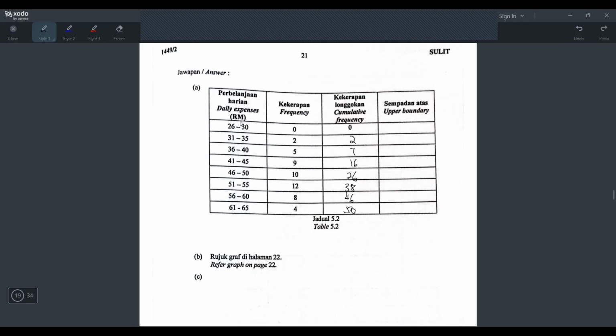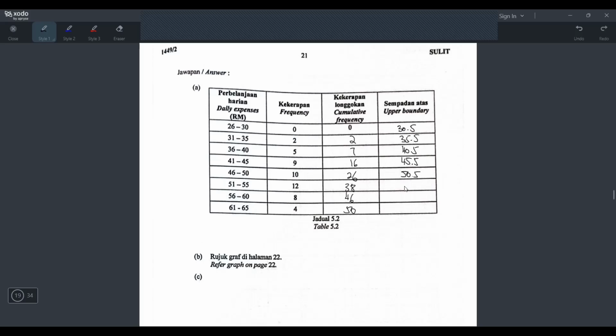Upper boundary is you will take the upper limit of the class, tambah the next number, divide 2. So what is the upper limit? 30 plus the next number 31 divide 2, 30.5. Next one, the upper limit of this class is 35 plus the next number 36 divide 2, 35.5. Next one will be 40 plus 41 divide 2, 40.5. And then 45 plus 46 divide 2, 45.5. And then this one is 50 plus 51 divide 2, 50.5.